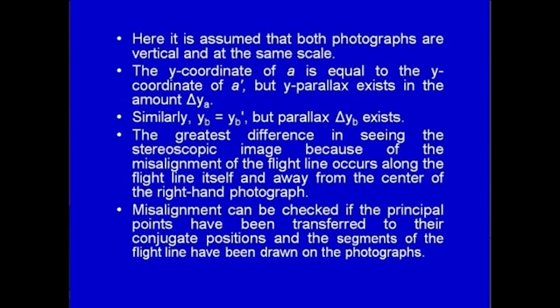Misalignments can be checked if the principal points have been transferred to their conjugate points and the segments of the flight line have been drawn on the photograph. When the photographs are properly aligned, the two segments of the flight lines should appear as one line in the stereoscopic image.